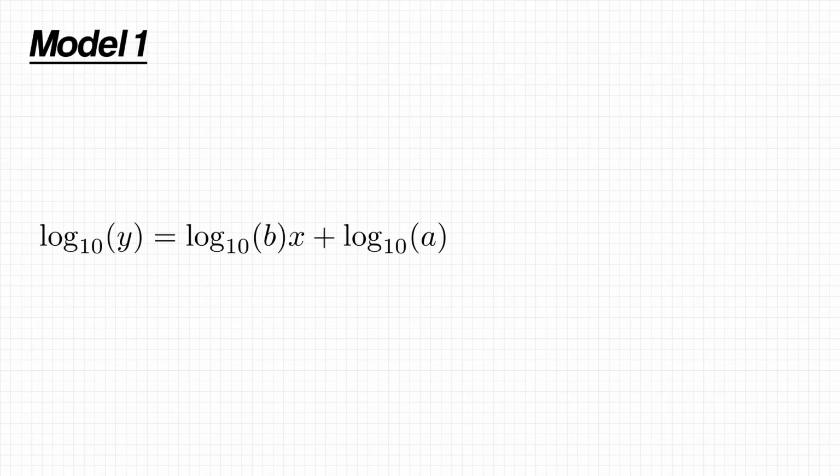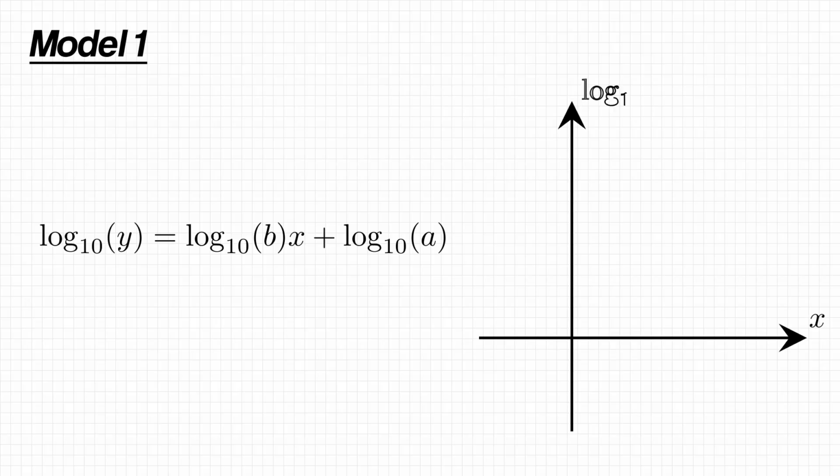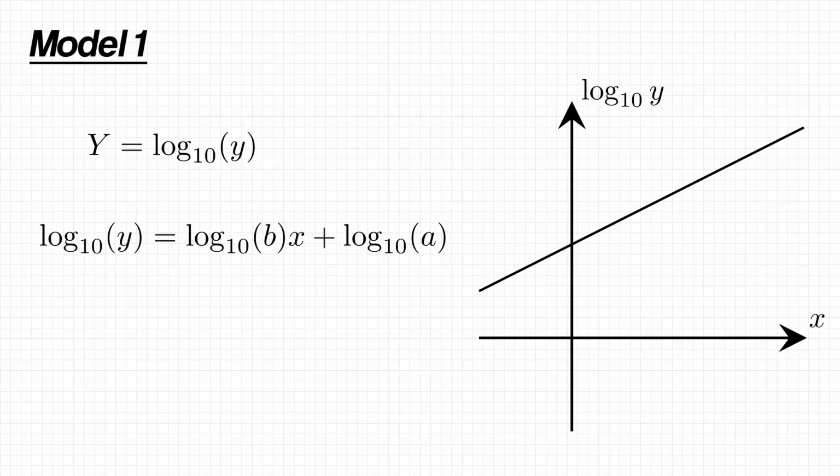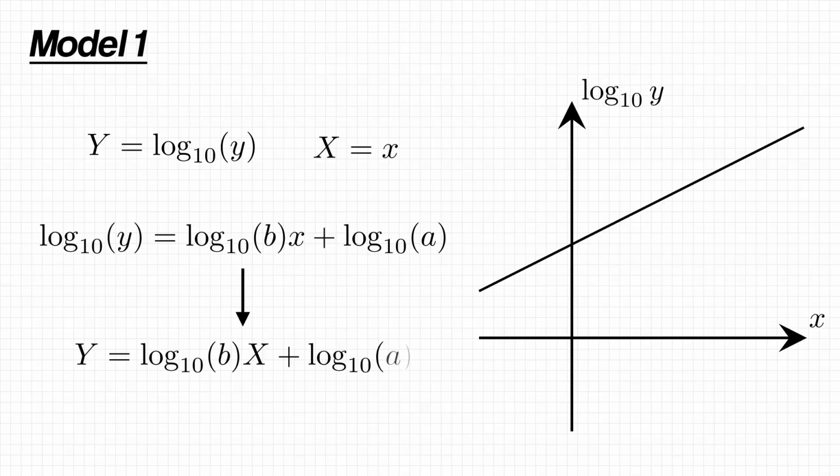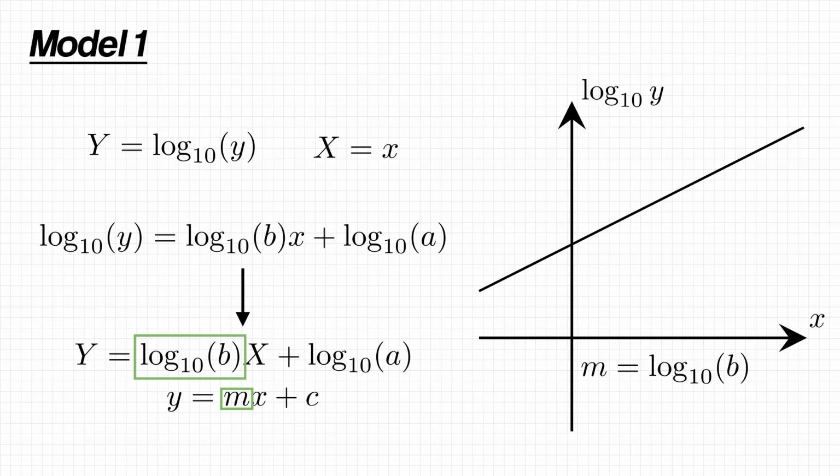If we plot log base 10 of y and x, this will produce a straight line. Furthermore, if we substitute big Y for log base 10 of little y, and big X for x, and compare the result to y equals mx plus c, we can see the gradient is log base 10 of b, and the vertical intercept is log base 10 of a.